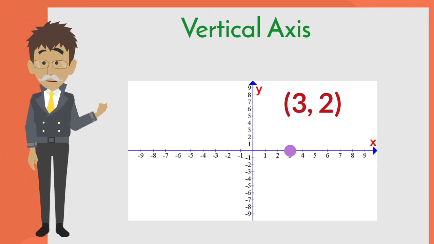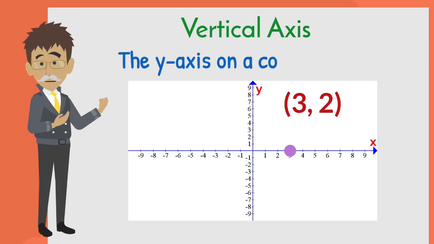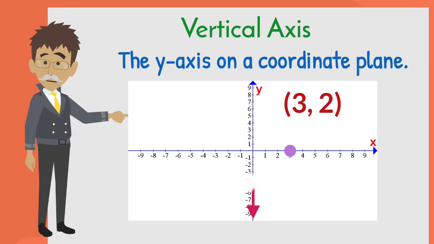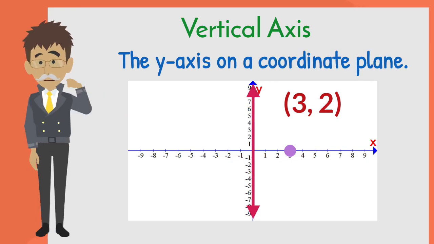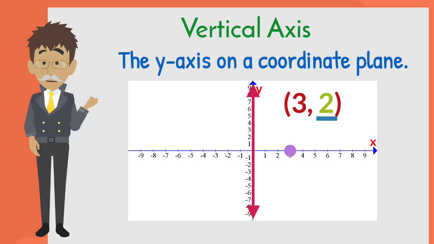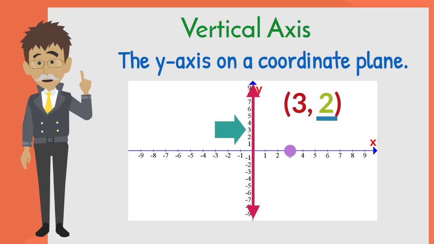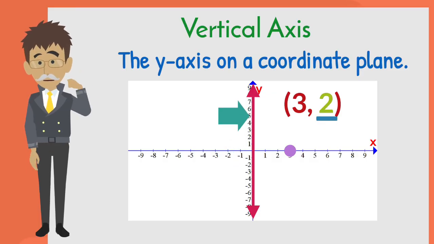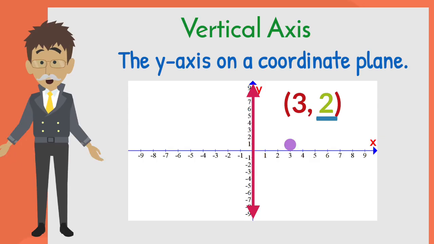Vertical axis. The y-axis on a coordinate plane. It runs top to bottom. The second value in an ordered pair represents how far up and down one moves along the vertical axis. The point (3, 2) means move 2 units up the y-axis.